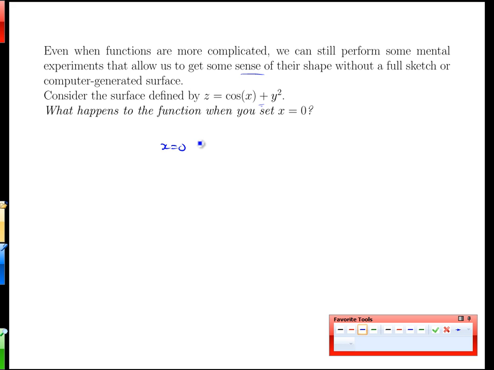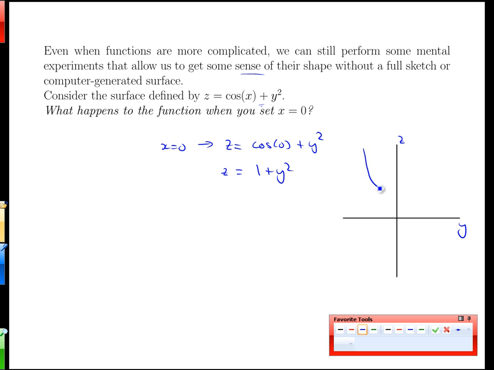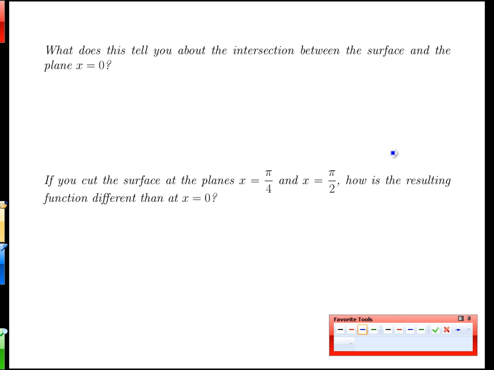Well, if x equals 0, we try that, we're going to get z equals cos of 0 plus y squared. And cos of 0, of course, is 1. So we would obtain a parabola. So when we let x equal 0, and we look at the consequence in the yz direction, we would have a parabola that opens upwards and that has an intercept of 1 in the yz plane. Well, what does that tell us about the intersection of the surface? Well, we have that parabolic shape.